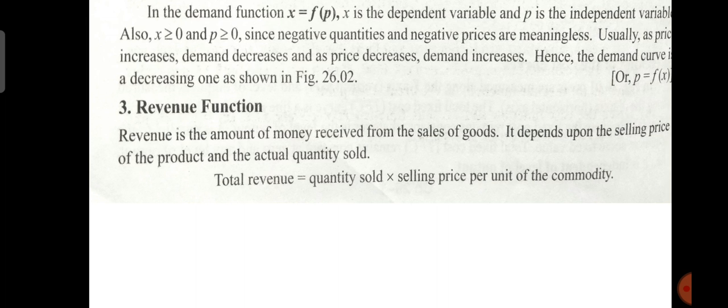And next is the revenue function. What does the revenue function mean? You know what revenue is. It is the amount of money received from the sales of goods. A good is sold, and that amount of money is the revenue. And it depends upon what? It depends upon the selling price of the product and the actual quantity sold. So these two things are related. So the total revenue is the quantity sold multiplied by the selling price per unit of the commodity.